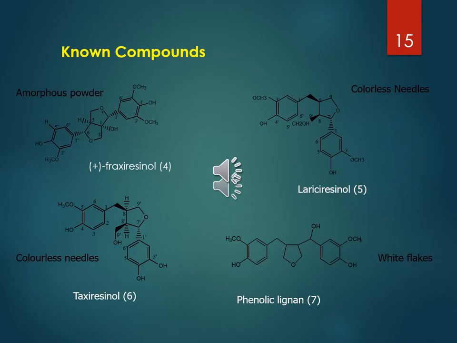Phenolic lignan is isolated as white flakes. It is isolated from soybeans and cruciferous vegetables such as broccoli and cabbage. It is soluble in ethanol, methanol, DMSO, phenol, and dioxane. When we see its uses, it is used as an antioxidant and free radical scavenger, leading to decreased risk of cancer development in the human body.